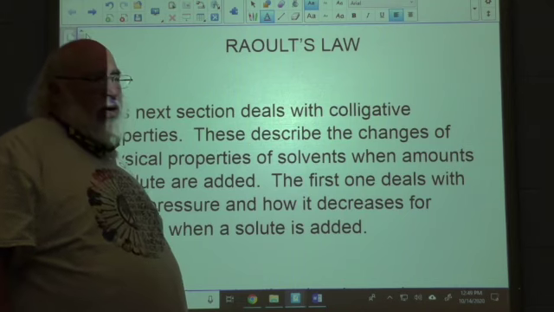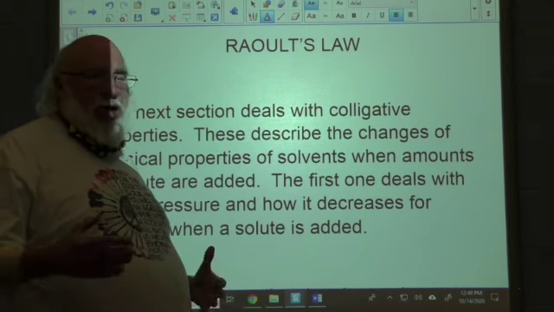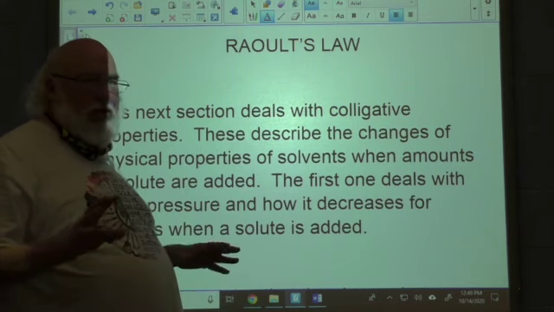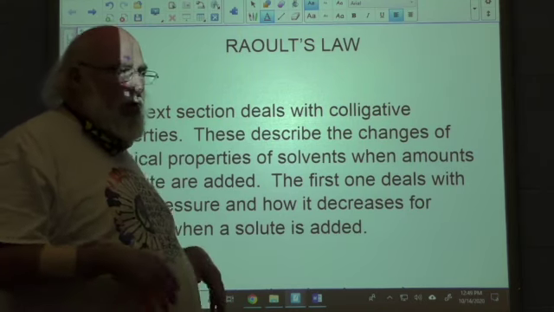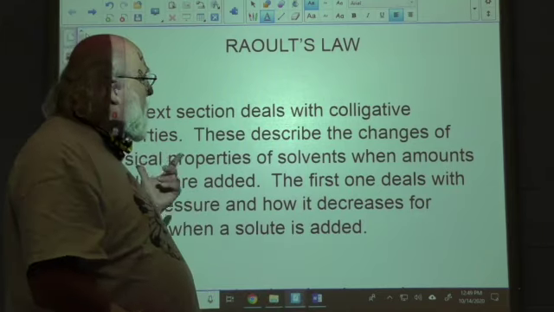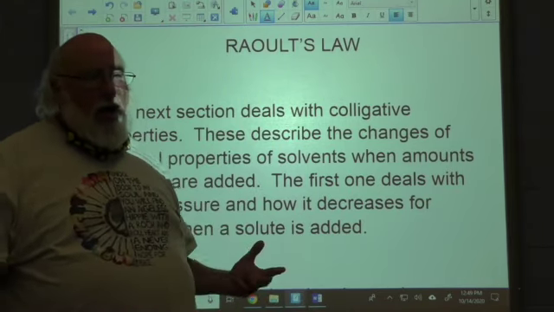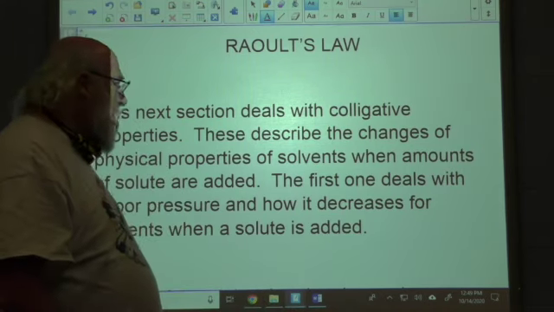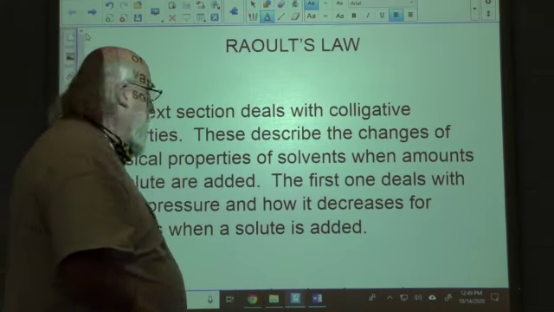So every substance, no matter what the temperature, has a certain amount of vapor pressure involved in it. Now, most of the solutions that we deal with are water. When we talk about water, which is what we're going to be dealing with for Raoult's law in the lab, we're definitely talking about water solutions, but it doesn't have to be. And there may be problems that deal with that in the homework.